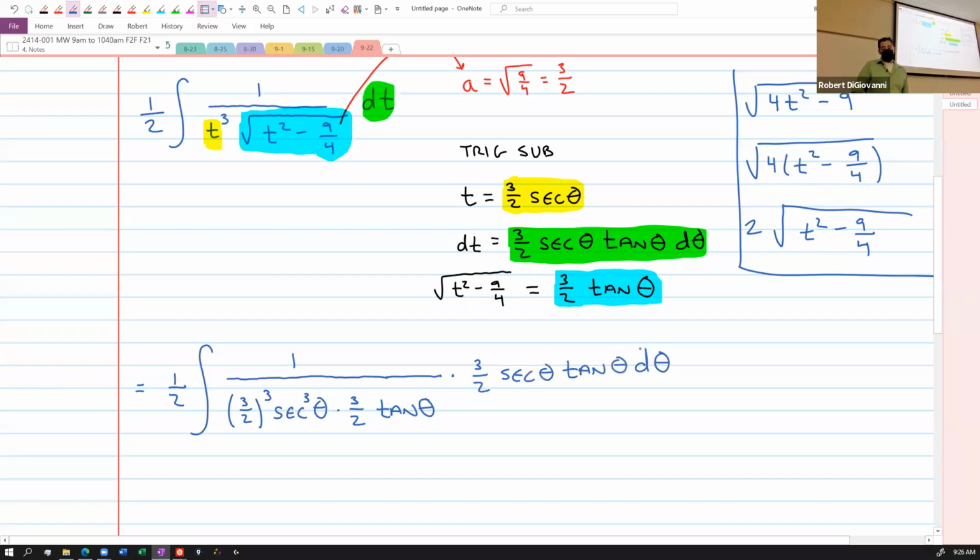And now I try and see if I can get some things to cancel. I think I do get some pretty good cancellation here. That 3 halves cancels. The tangent cancels, right? And one of the secants cancels, the one here, and then this 3 will become a 2. We good?